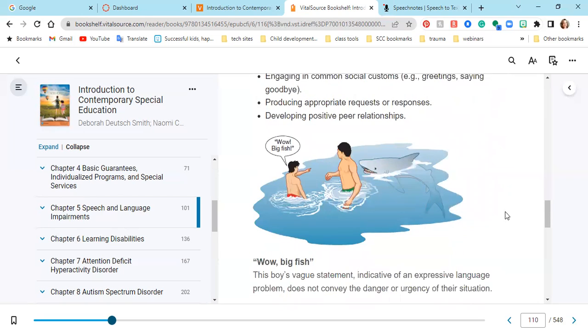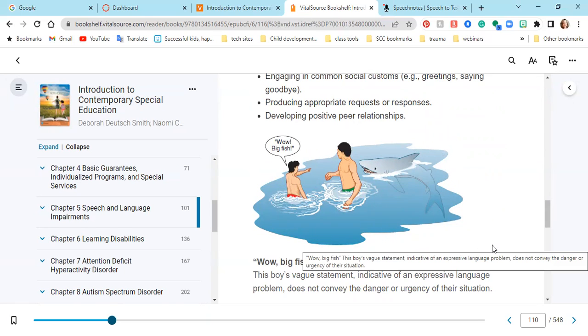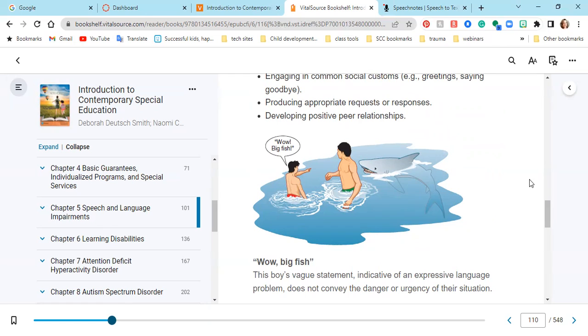And so things like this is pragmatic language. If this guy, his back is turned, he doesn't see a shark, and this guy says, wow, a big fish. Well, he's not wrong, right? So the better thing would be to say, hey, there's a shark.